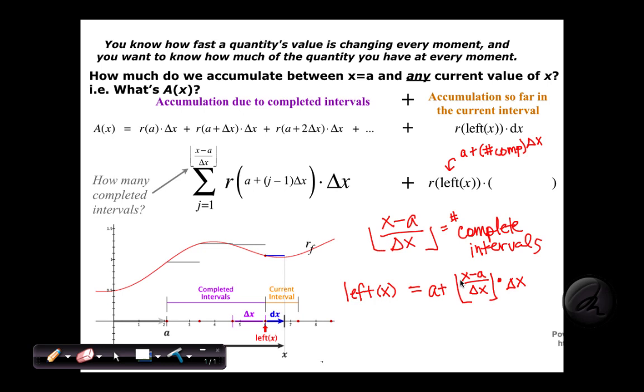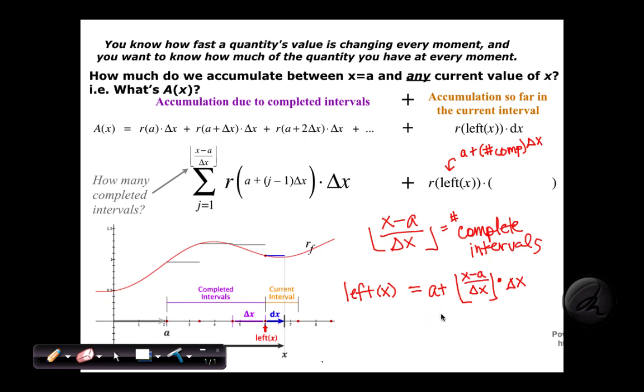Because if I've gone through all the complete intervals, or add on the number of complete intervals times delta x onto my starting value, I'm at the end of my complete intervals. I'm at the beginning of my current interval. So left of x is the same as this expression. Notice that I said left of x is a function of x.